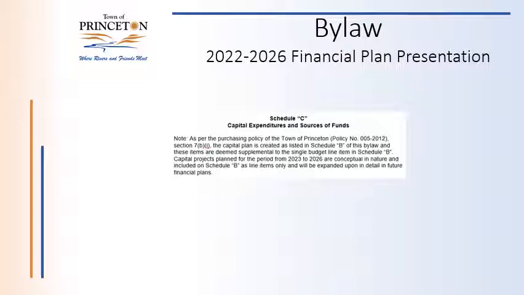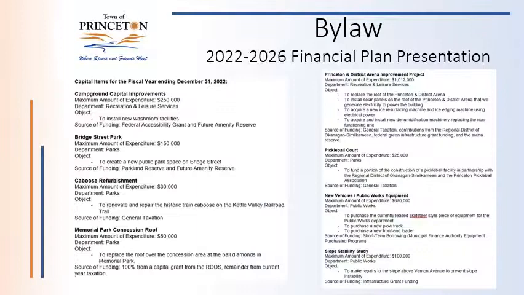However, if it exceeds the total maximum of the category itself, or the sources of funds are exhausted in total, we must go back and modify the capital budget, which requires a financial plan amendment. So, without further ado, here are our capital budget items for 2022.